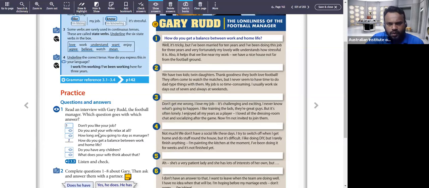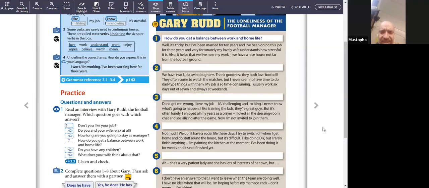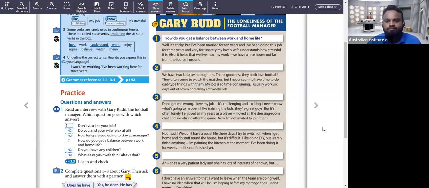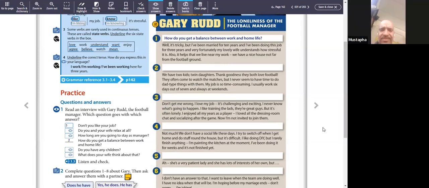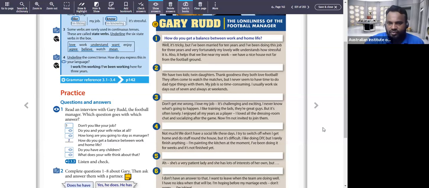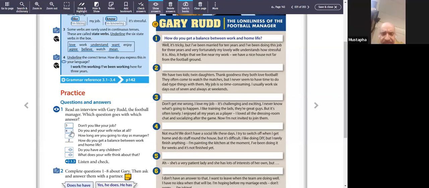Next one. Do you and your wife relax at all? So it's something about relax, social life, you know, spare time, all those things. See which one could go, maybe. I guess 4. Yes, that's right. So see, don't have a social life these days. I try to switch off when I get home and do stuff around the house, but it's difficult. I think it's 4. Beautiful.